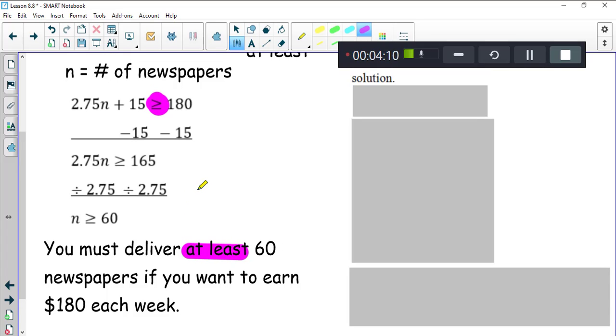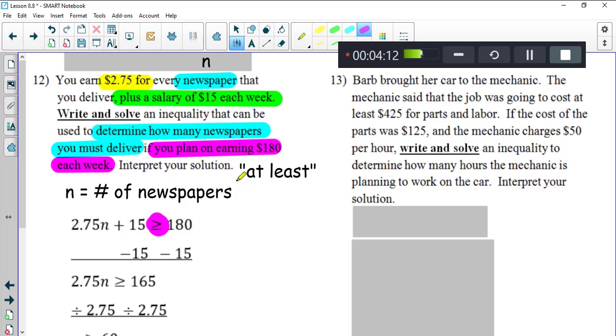All right, let's take a look at question number 13. In number 13, it says, Barb brought her car to the mechanic. The mechanic said that the job was going to cost at least $425 for parts and labor. If the cost of the parts was $125 and the mechanic charges $50 per hour, write and solve an inequality to determine how many hours the mechanic is planning to work on the car. Interpret your solution.